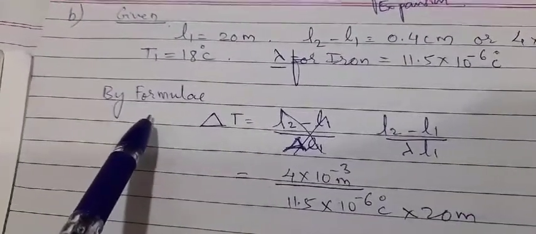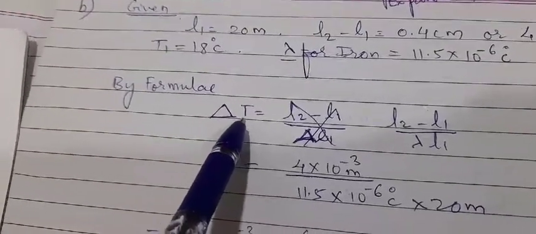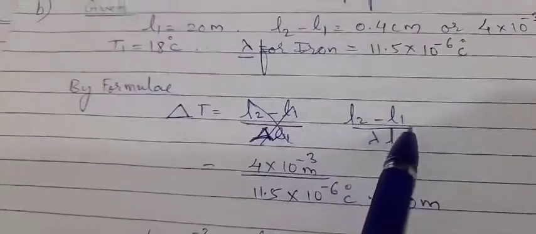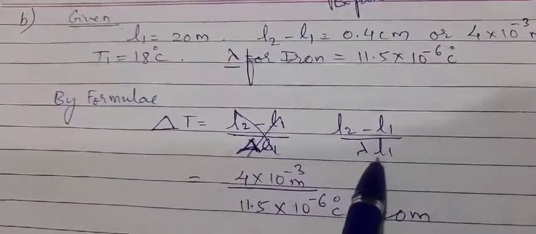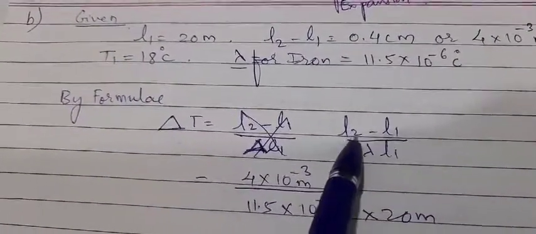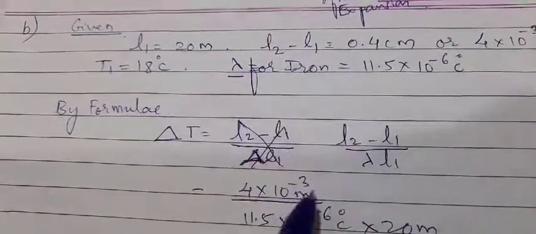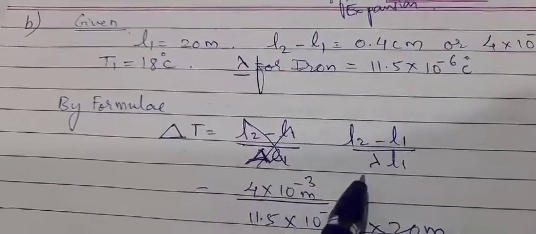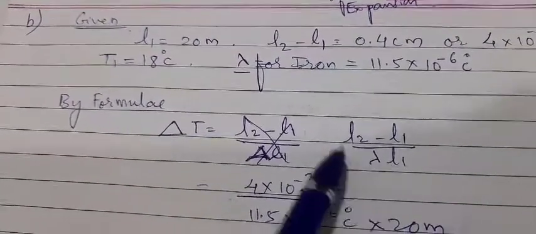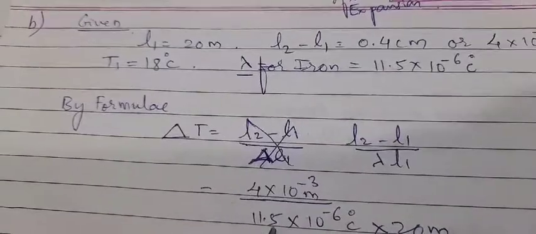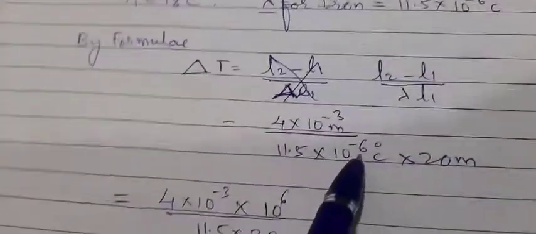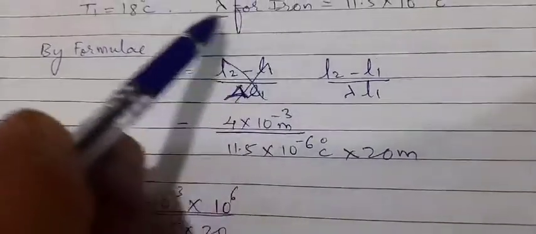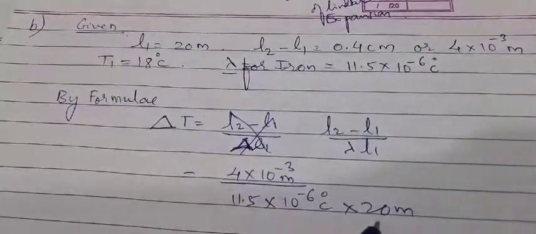Now by the formula, delta T, the difference in temperature, is equal to (L2 minus L1) upon (lambda into L1). Put in the value: L2 minus L1 is 4 into 10 raised to minus 3 meter, upon lambda for iron, which is 11.5 into 10 raised to minus 6 per degree Celsius, into L1, which is given as 20 meter.